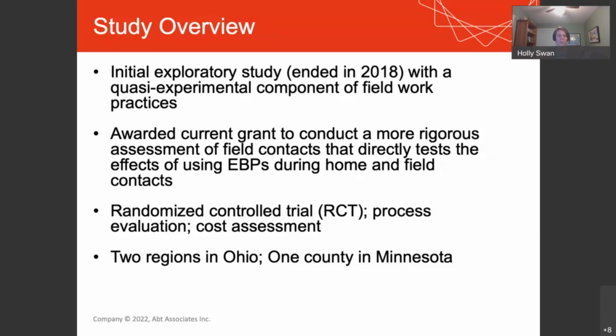The two states that are participating are Ohio and Minnesota. These are the two states that participated in our initial study. After that study was complete, we worked with the agency leaders in those sites to identify specific sites to implement the RCT, and we landed on 2 regions in Ohio and 1 county in Minnesota.